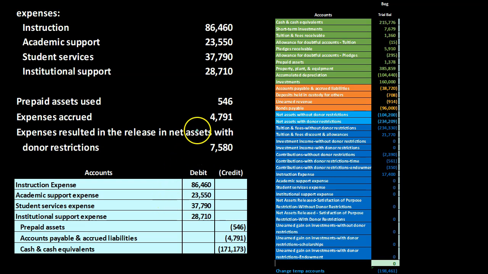Then we have the prepaid assets that were used of the 546. This is kind of like an adjusting entry. You'll note up top that we have the prepaid assets at the 1,378. We're saying that of those amounts we used or consumed 546. Therefore, we're going to be reducing the prepaid asset by the 546 that has been used, has been consumed.